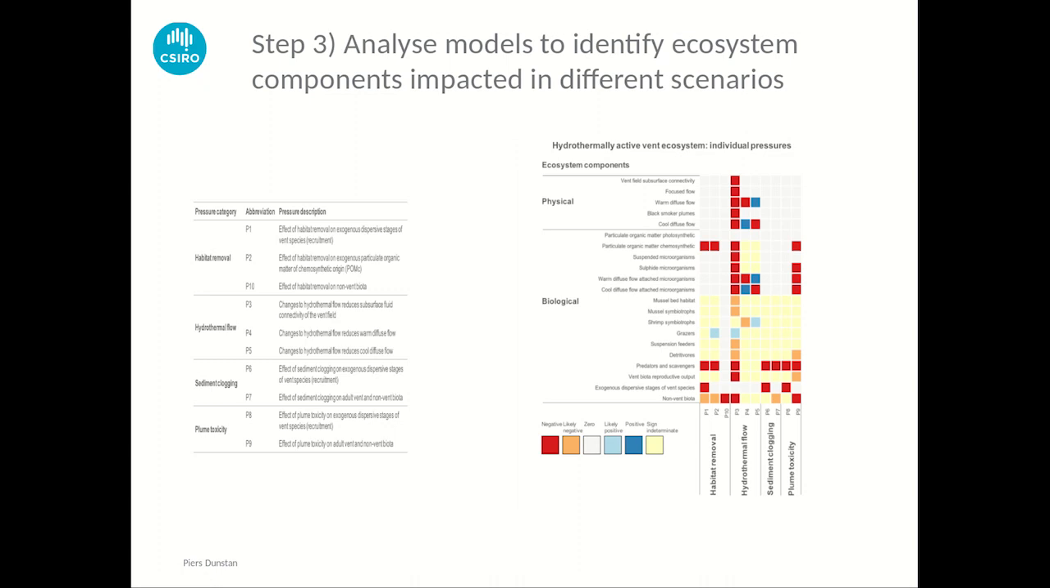So the red there represents, for particular scenarios, for particular pressures, where we're expecting to see a decrease in that particular ecosystem component. The yellow means we're not really sure whether it will increase or decrease. The orange represents where we think it will decrease, but we're not as certain that it will decrease. The blue indicates where we're certain that it will increase as a result of particular pressures.